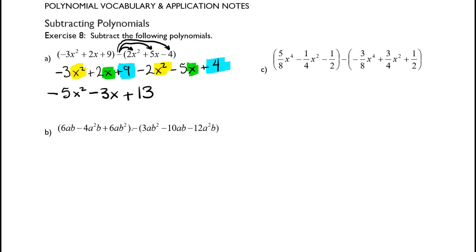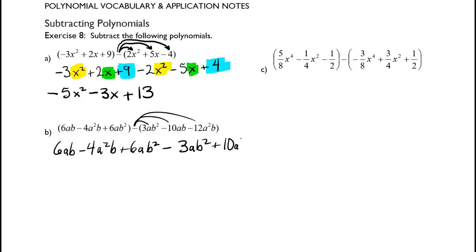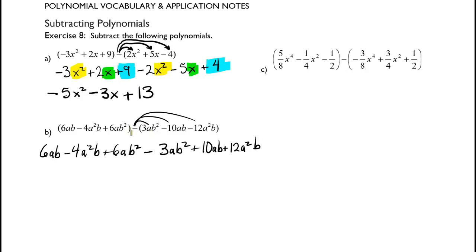B has a negative sign in front of the second grouping. I'm going to distribute that negative through to each term inside parentheses, and that will give me 6ab minus 4a squared b plus 6ab squared minus 3ab squared plus 10ab plus 12a squared b. Now I'm going to highlight my like terms.